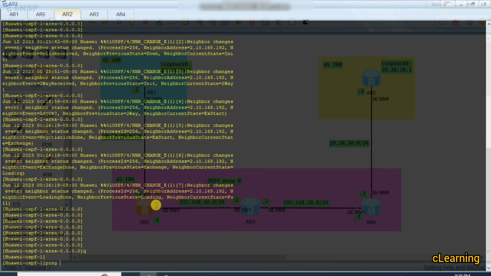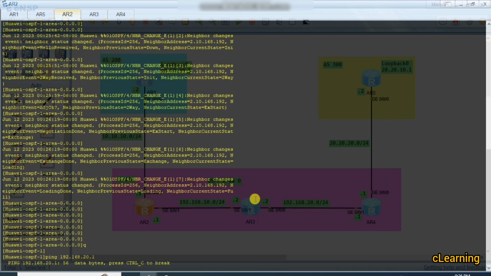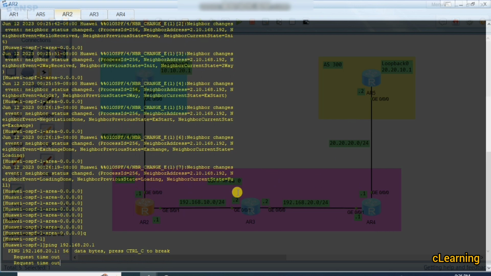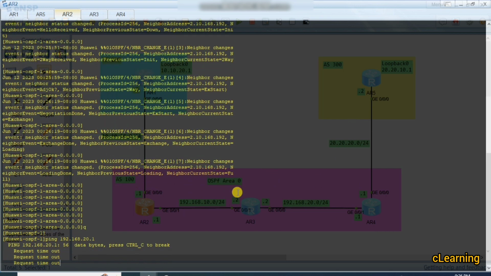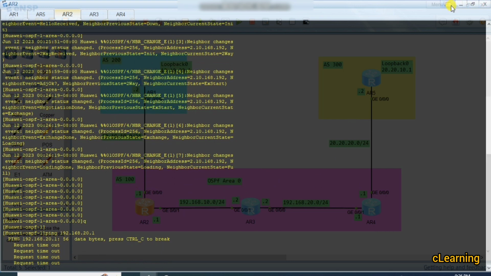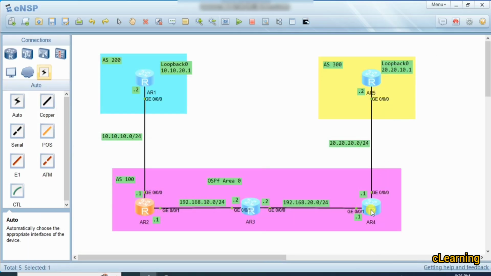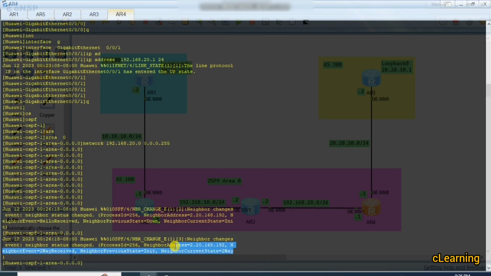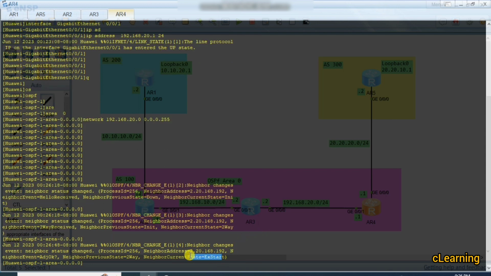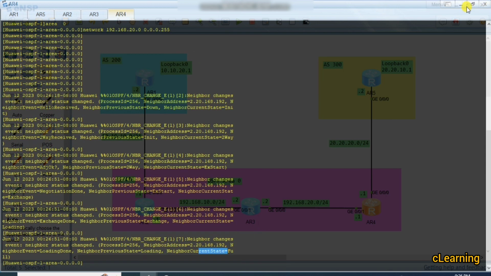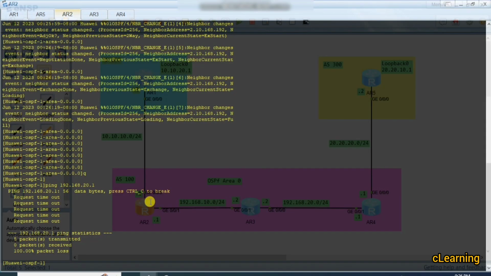So if I want to ping this, it will be reachable: 192.168.20.1. After some time, when their neighbor state and packets have been exchanged, they will be in full state. Still they are in two-way, after some time they will be in full state. Now they are in full, so they will be reachable to each other.